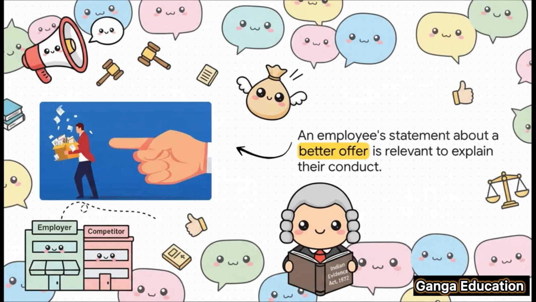Here we see how someone's words can explain their actions. Say a company is suing a rival for poaching a key employee. Well, what that employee said when they were leaving, something like, "I'm leaving because B made me a much better offer," that statement becomes a relevant fact. It directly explains their conduct, which is the heart of the case.